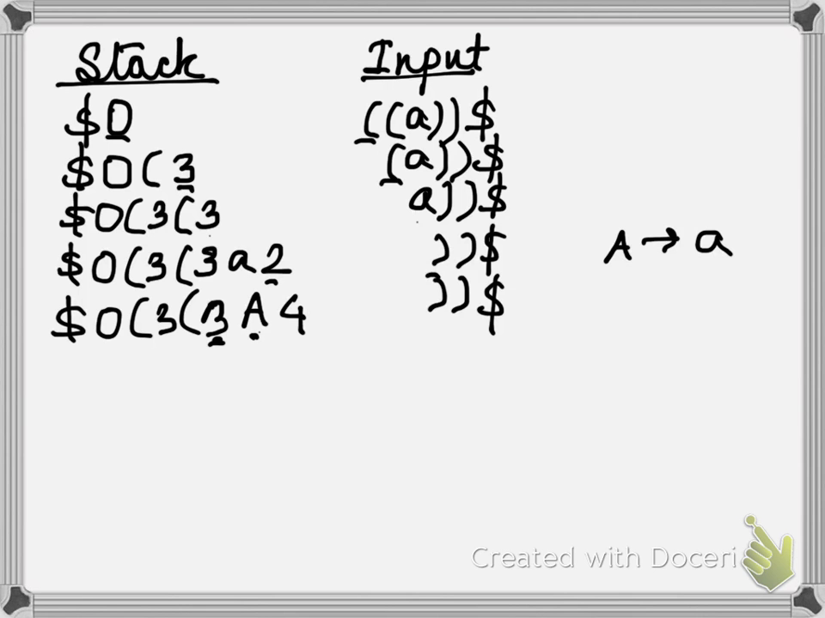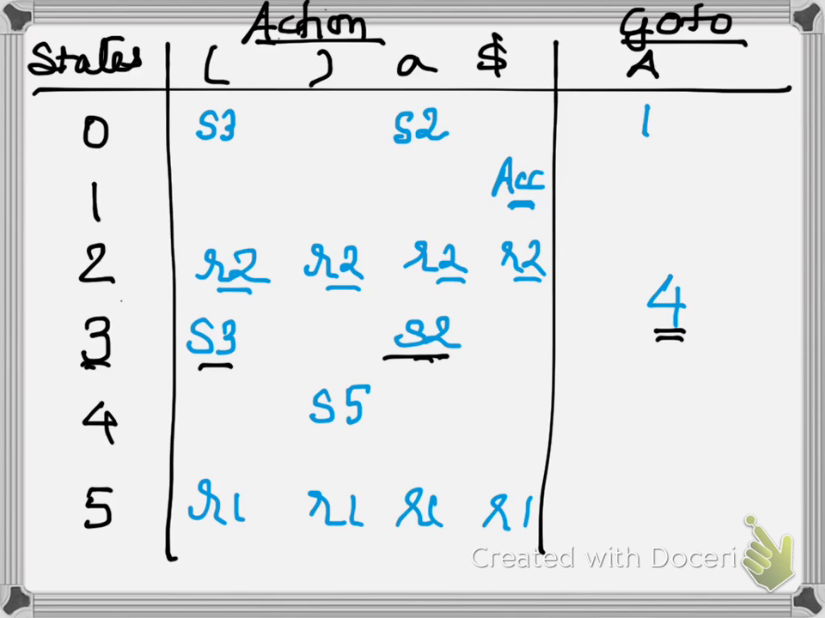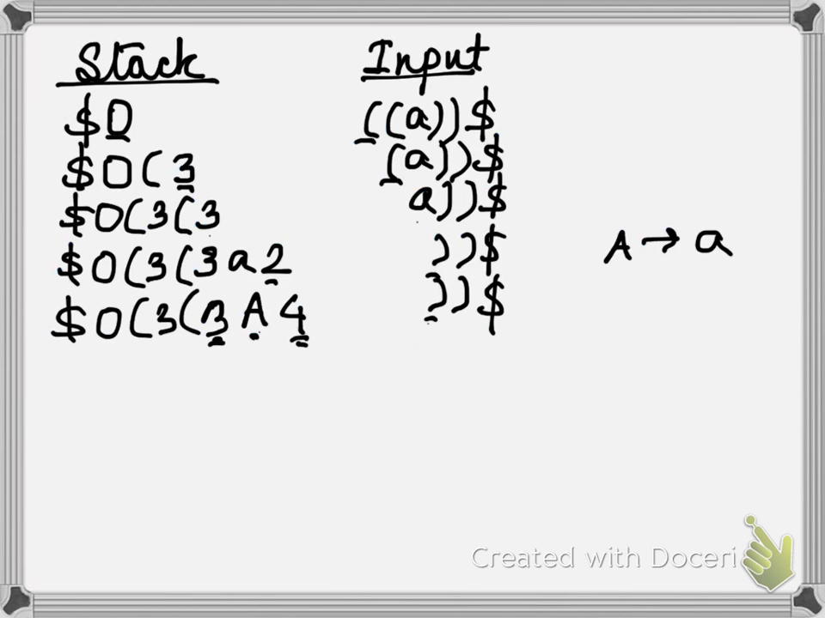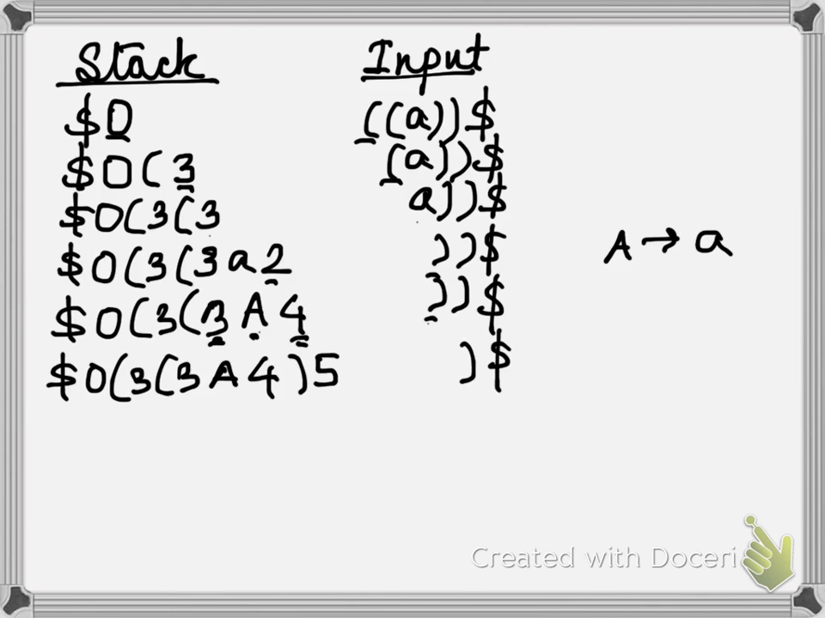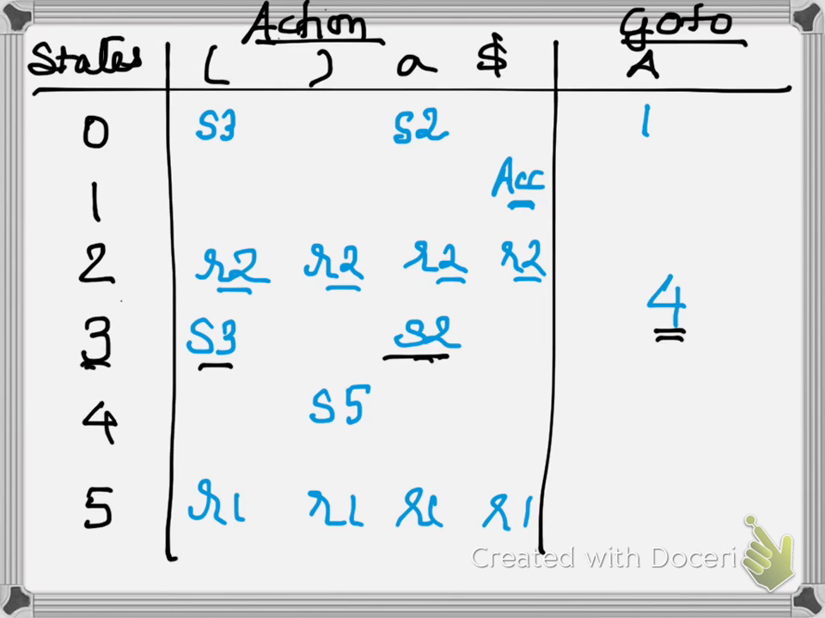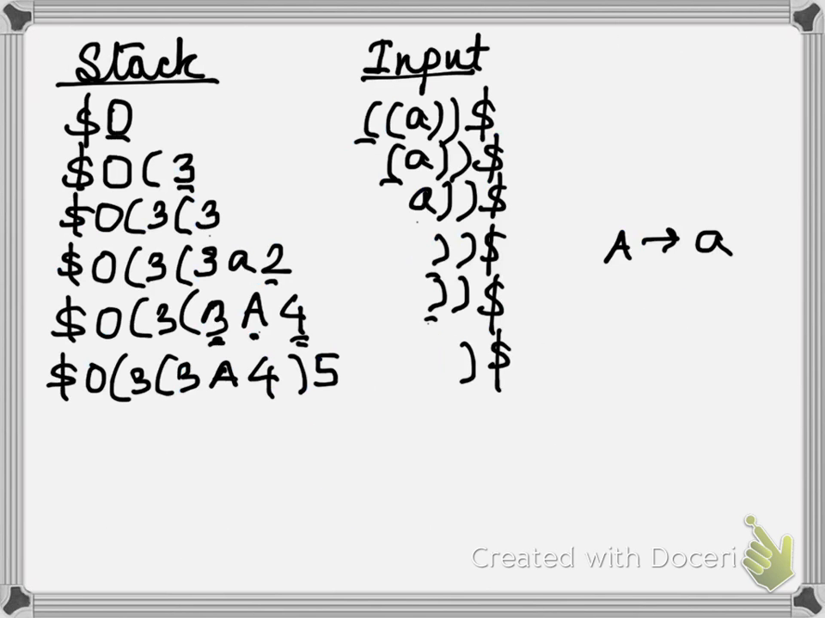Okay. So now what do we have? 4 on closing parenthesis is shift 5. So $0 3 3 A, and we have 5. So we have this. Next, 5 on closing parenthesis is, again, a reduce.